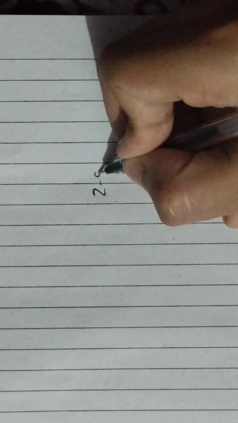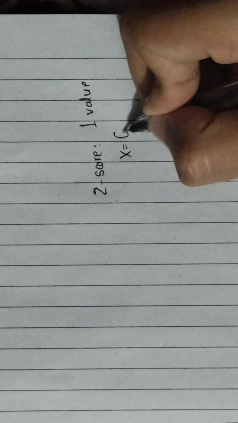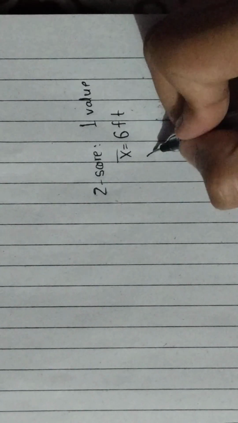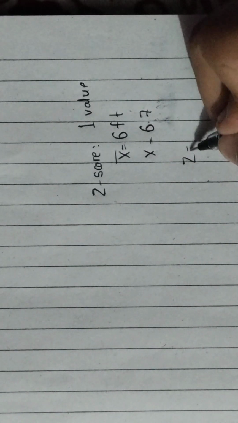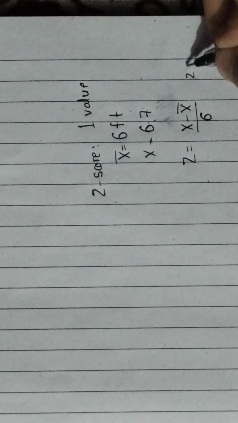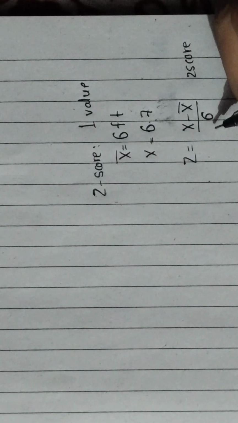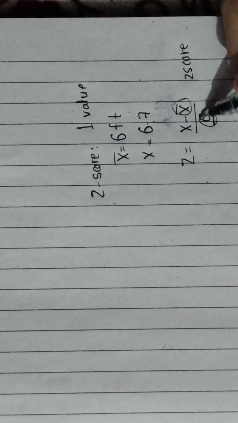Okay, so talking about Z score, what is the use of Z score? If you have one value, suppose the mean is 6 foot and your height, the x value, is 6.7. Then the Z score will be of course (x minus x bar) upon sigma. This is called Z score: how far away you are from the mean in terms of standard deviation.